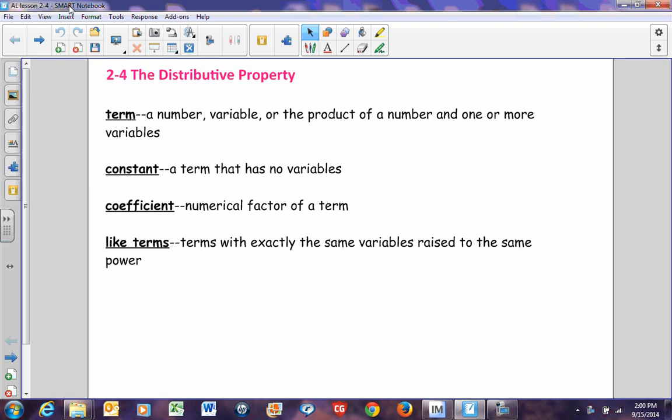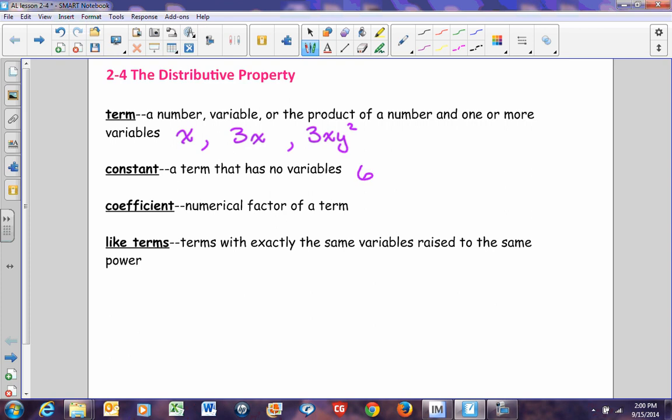A term is a number, a variable, or the product of a number and one or more variables. For example, I can have a term that could be x, it could be 3x, it could be 3xy squared. It has to be a number or a variable or the product, which means multiplication, of numbers and variables. You cannot have addition and subtraction signs within terms. A constant is a term that has no variables.